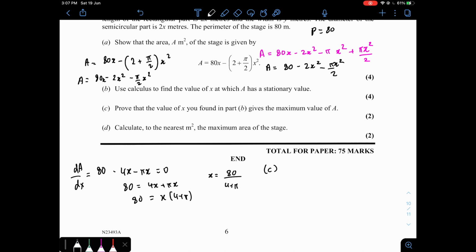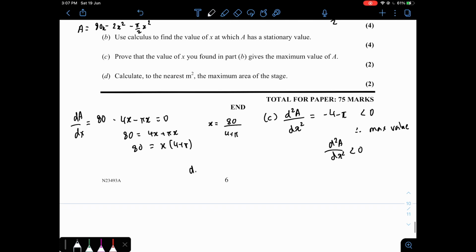Part C says, prove that the value you have for x in part B gives the maximum. So how can we do that? We have to differentiate it twice, right? d squared A over dx squared equals minus 4 minus pi. Now this is less than 0, right? So that means this is a maximum value because d squared A over dx squared is less than 0. Okay, part D, find the maximum area.